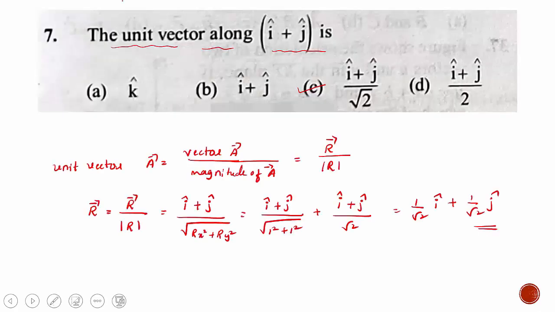Directly we can say that option A is right. It is a unit vector because in the 7th question we solved 1 by root 2 i plus 1 by root 2 j. This is a unit vector. Or if you want, then you can solve this question here.